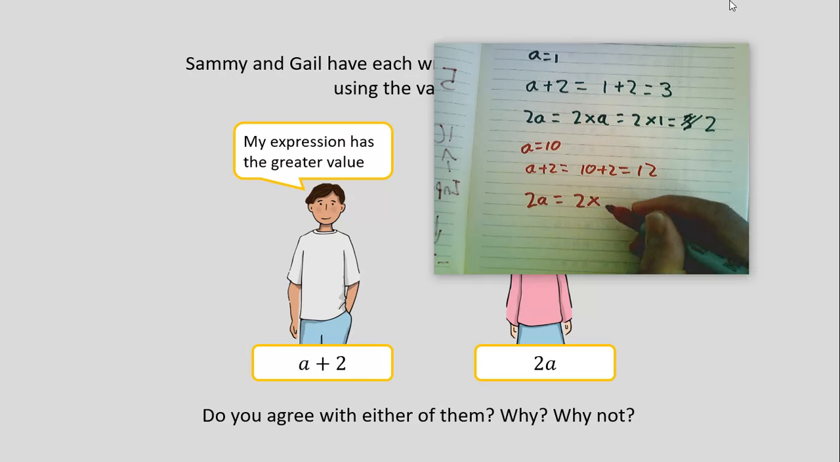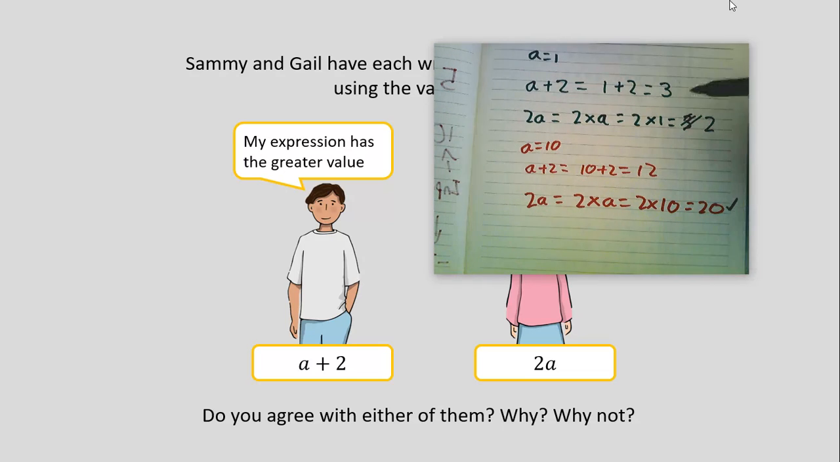That'd be 2 times a, which would be 2 times 10, which would be 20. Oh, but in this case, it's Gail who has the largest number, whereas in the first example, it was Sammy who had the largest number. So that's your answer. Your answer is, we don't know which expression has the greater value.